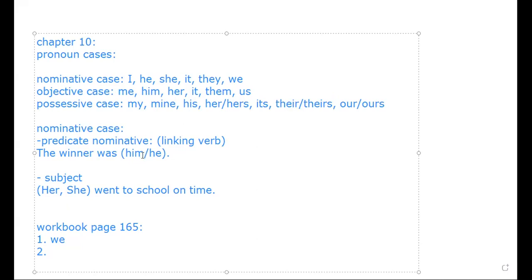Number 10, let's go with Adam. Wasn't it he or him who reported the missing bicycle? He. He, again, because it's the subject. Actually, here it's a predicate nominative. Sorry, because if you look at the sentence, turn it into a statement and put it in the correct order: it wasn't he who reported the missing bicycle. So it is the subject, was is the linking verb, and he is the predicate nominative.